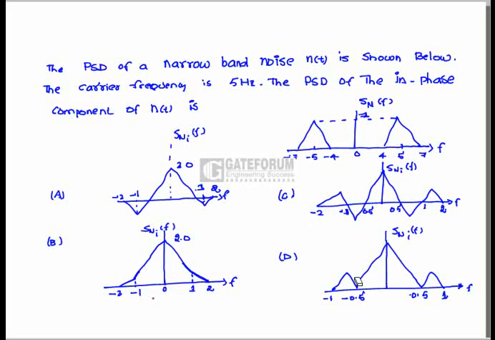In the above question, we need to find the PSD of an in-phase component. The given data is the PSD of the narrowband noise and the carrier frequency fc equals 5 Hz. To find the PSD of the in-phase component, we need to know the relationship between the narrowband noise PSD and the in-phase component. That is given as follows.